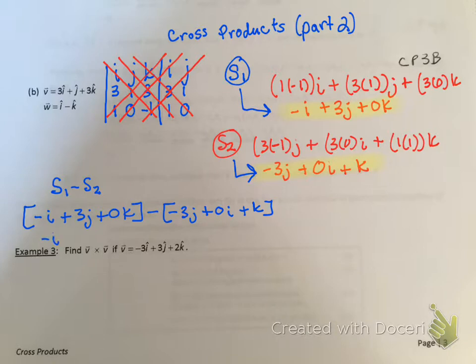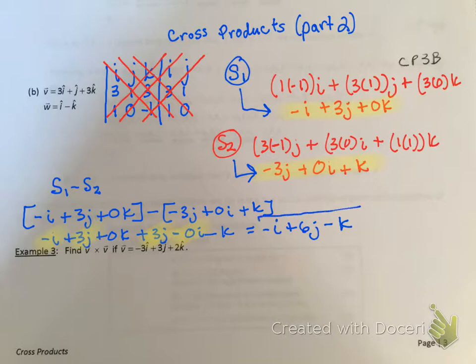Okay, so I'm going to distribute the negative through the second one. So I get plus 3J minus 0I minus K. And then I'm going to combine like terms. So -I minus 0 is just -I. And then the J is the 3J plus 3J, that's 6J. And then 0K minus 1K is -K. Alright, so my result is -I plus 6J minus K.